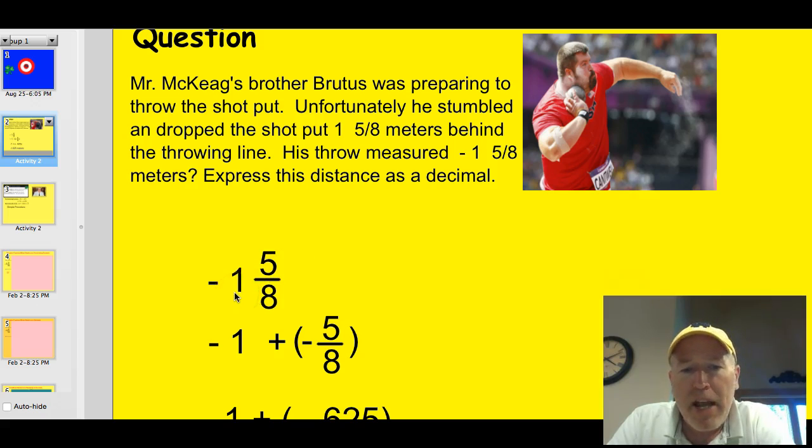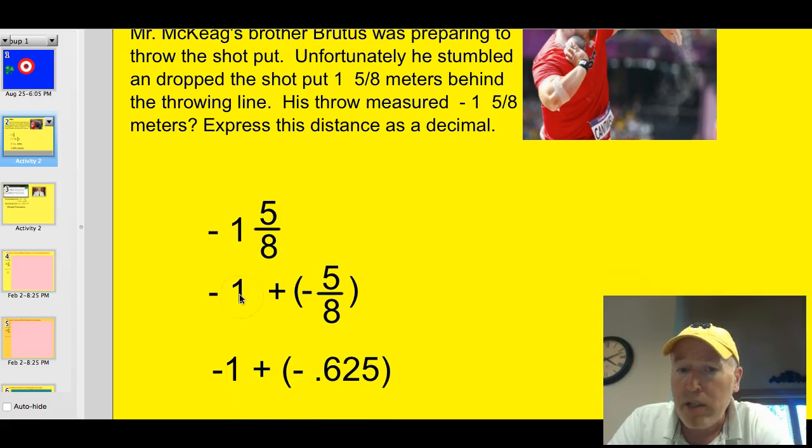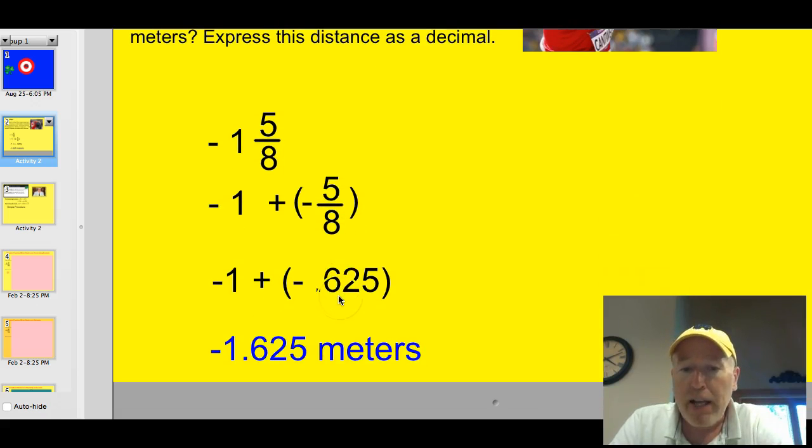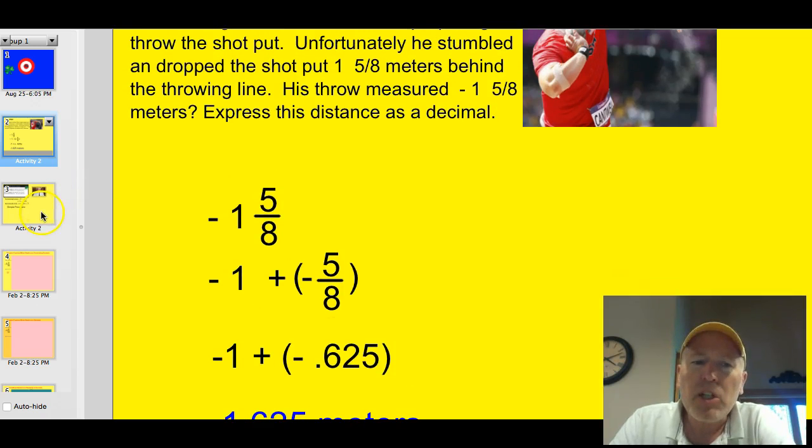All right, so we have a negative 1 5/8. And what sometimes the confusion lies in is that this is not a negative 1 and a positive 5/8. It's a negative 1 and a negative 5/8. So I like to write it like this, a negative 1 plus a negative 5/8. And when I do that, I can very easily convert this fraction into a decimal. Pop it into your calculator. You're going to get negative 0.625. So he actually threw the shot put a negative 1.625 meters.